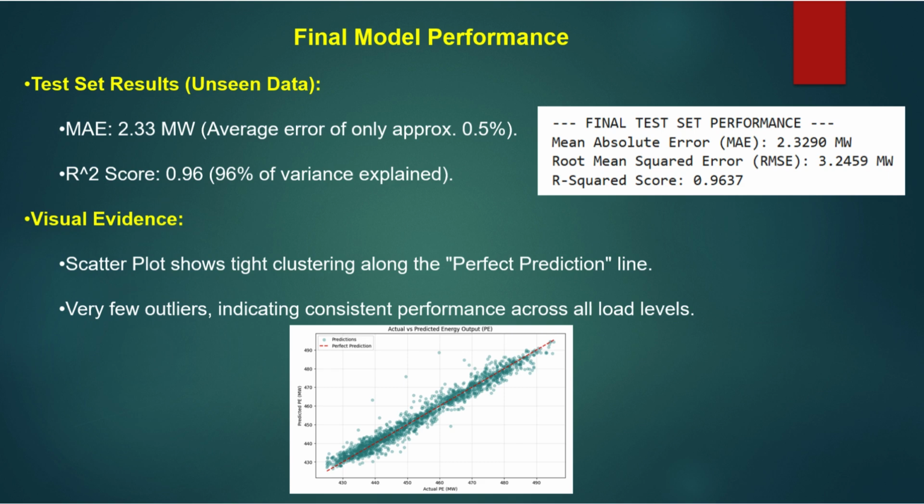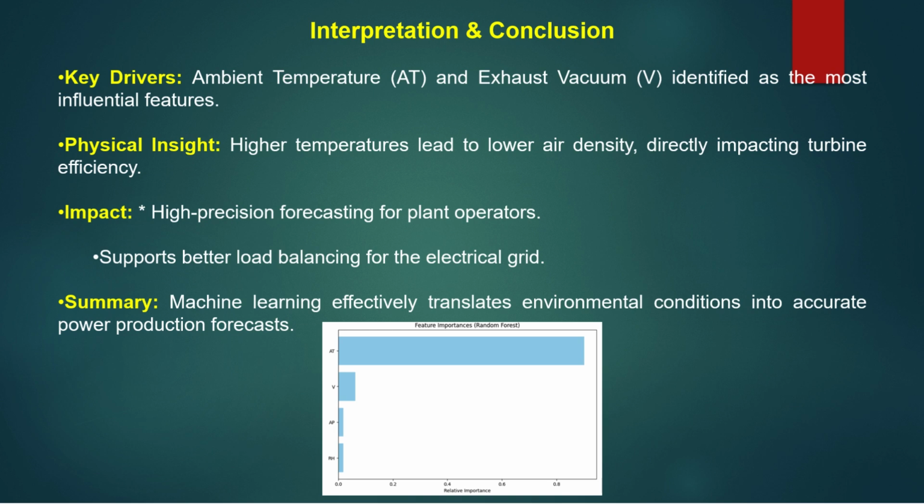As you can see in the scatter plot on the screen, the teal prediction points follow the red, perfect prediction line very closely, with very few outliers. Finally, to interpret the model, I analyzed feature importance. It is clear that ambient temperature, AT, and exhaust vacuum, V, are the most critical factors. This makes sense physically. As temperature rises, air density decreases, which often reduces the efficiency of gas turbines.